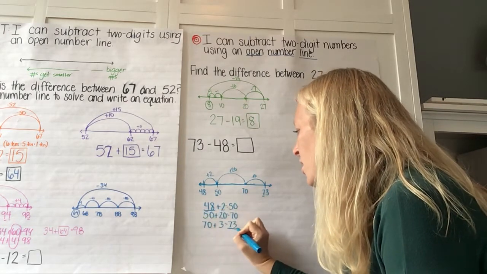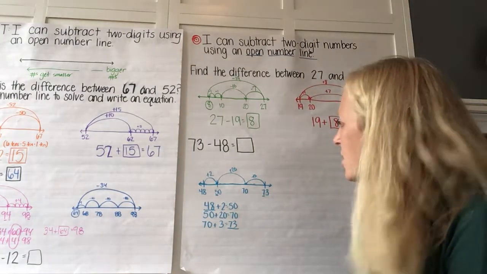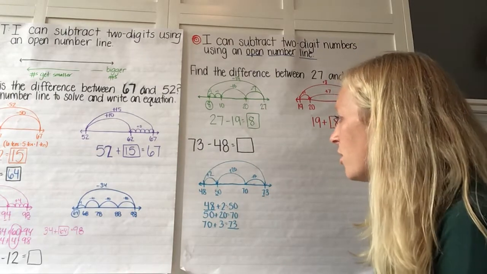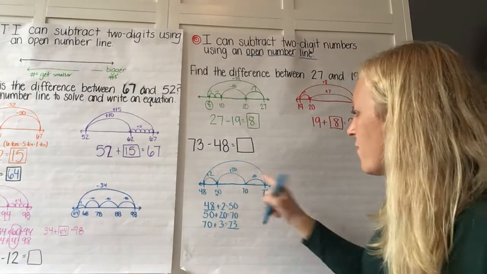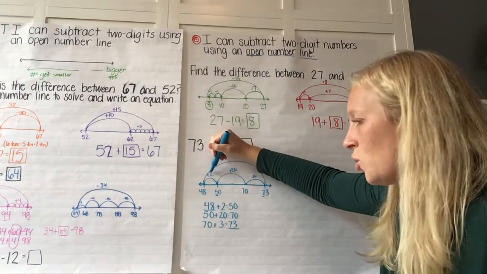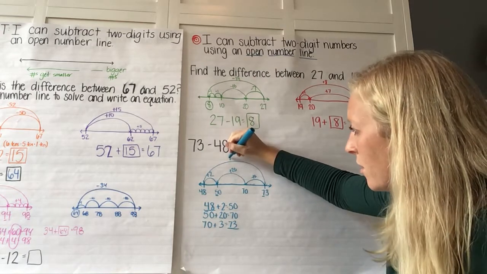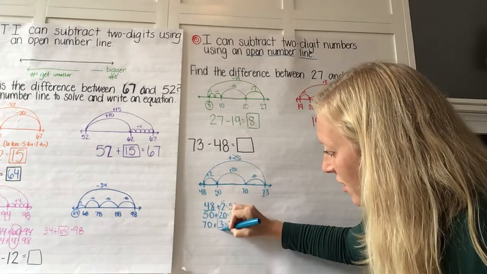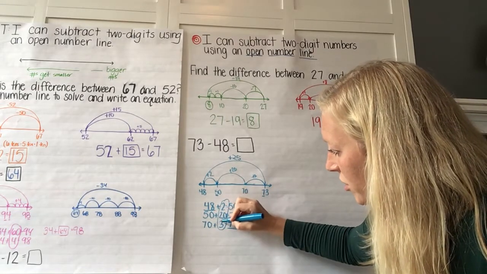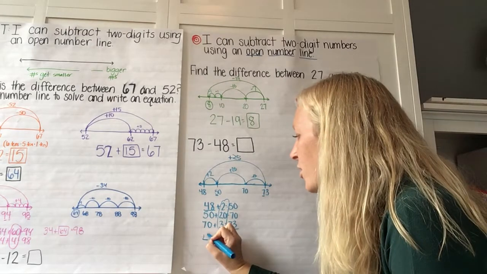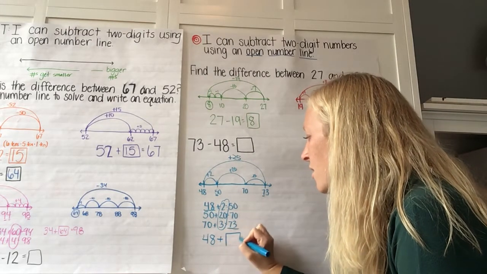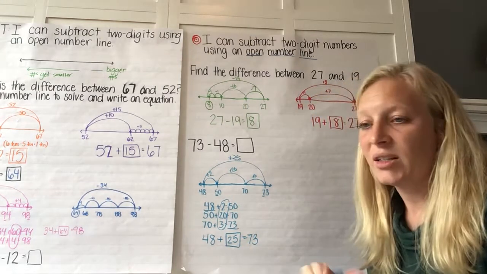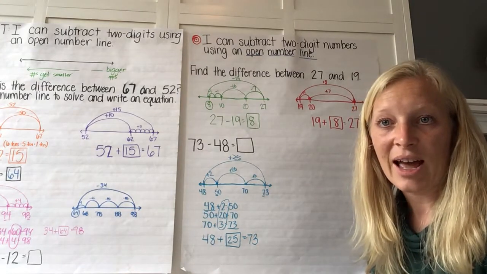So your start, your finish, and where is your difference? And what was your difference total? 25. Where's your 25? 20, 21, 22, 23, 24, 25. And where is that in our equations down here? Yes. 20, 21, 22, 23, 24, 25. So if your equation is 48 plus 25 equals 73.